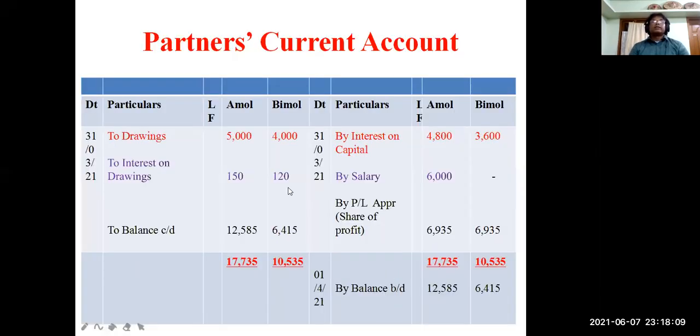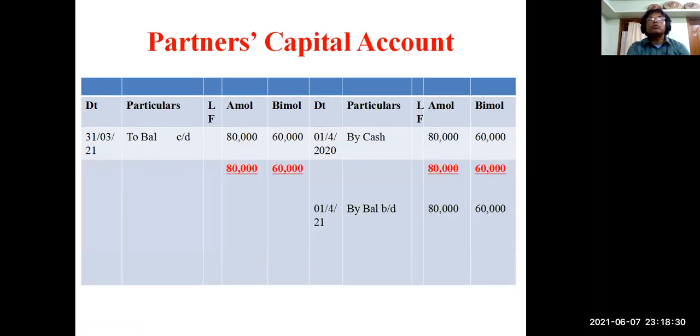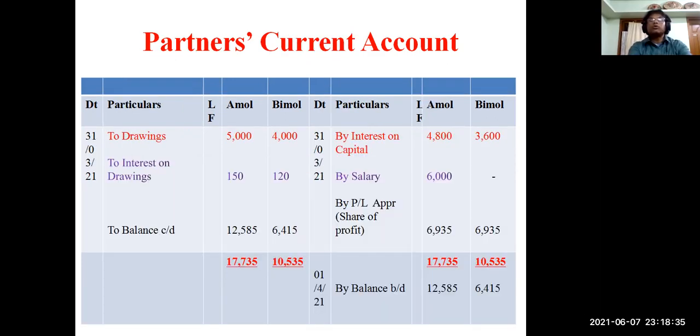So, see now, to balance c/d this side, 12,585 and 6,415. This is 31st March 2021 only. This is the value. But next year, you see, by balance b/d there will be 1,421. In the capital account also, you have given 1,421, and in the current account also, again you are giving 1,421. So this is complete.